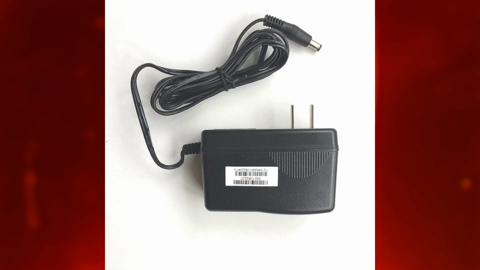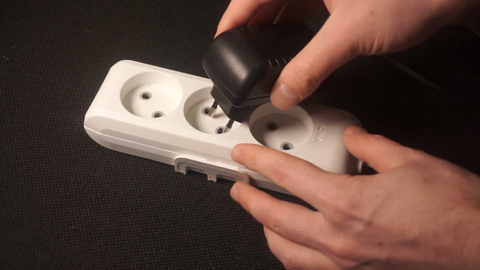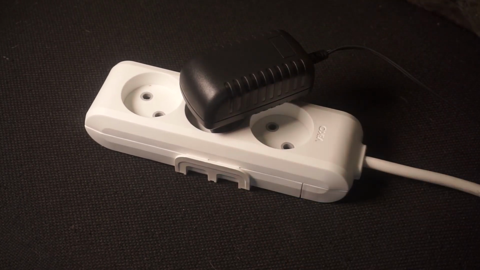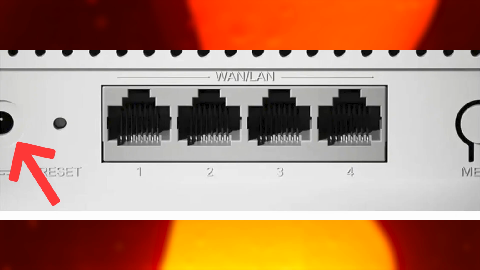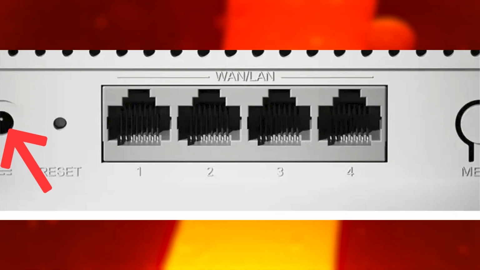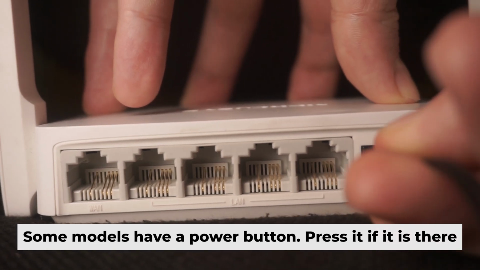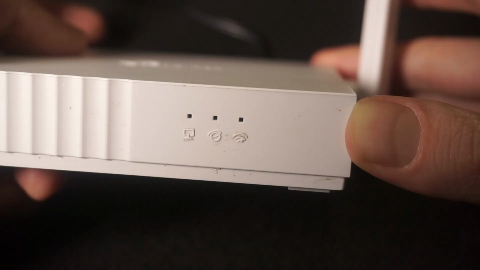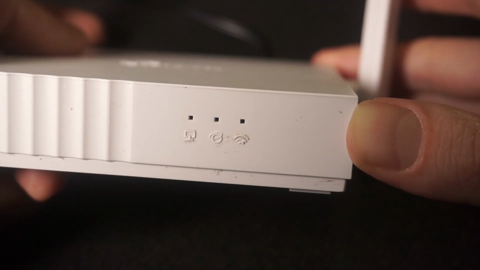So the first thing that you will need to do is to turn on your router. Take the power adapter. Plug one end of the power adapter into an outlet and the other into the router. When the router is turned on, the power indicator will be lit. It may take a few minutes for it to completely turn on.